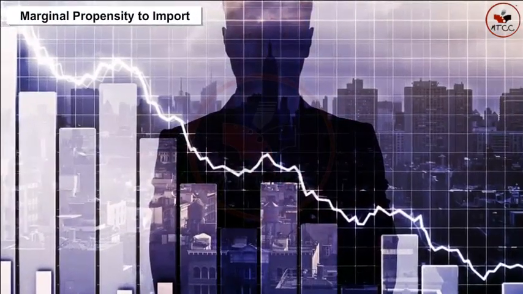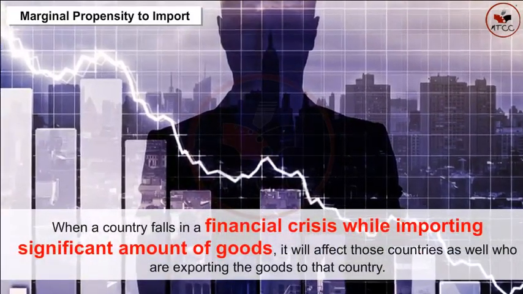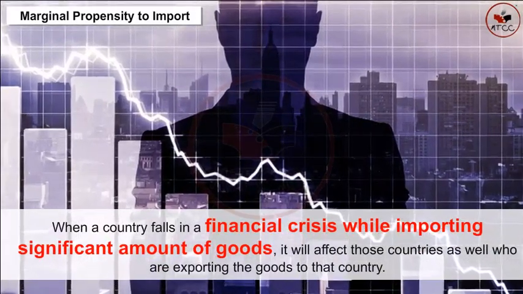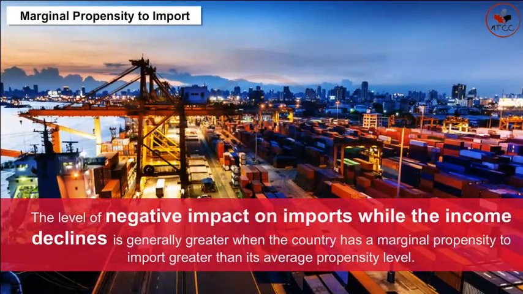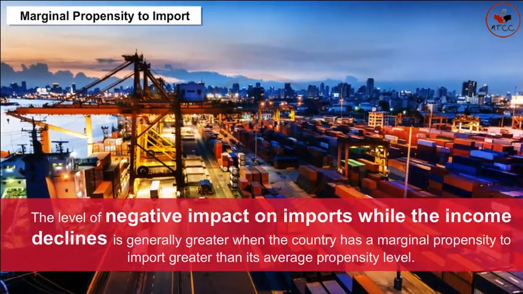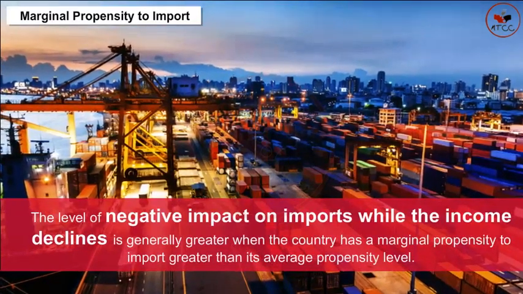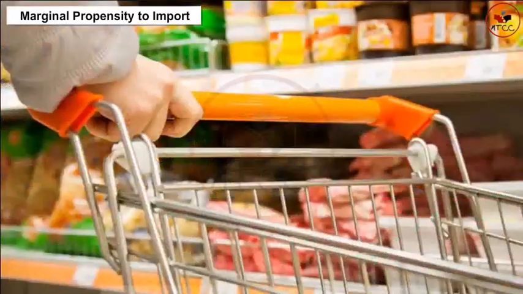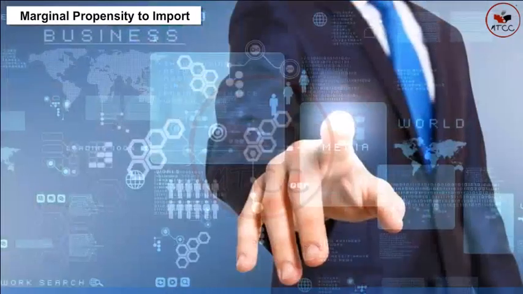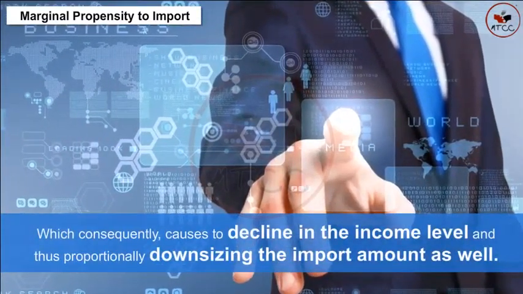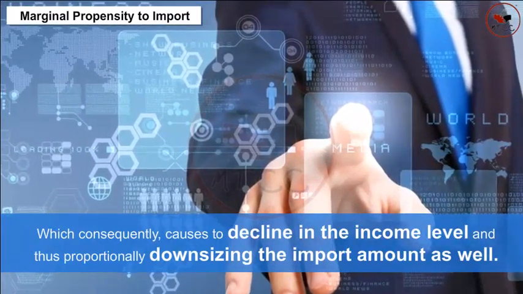Marginal propensity to import. When a country falls into a financial crisis while importing a significant amount of goods, it will affect those countries as well that are exporting goods to that country. The level of negative impact on imports, while income declines, is generally greater when the country has a marginal propensity to import greater than its average propensity level. It depicts the higher income elasticity of demand for the imported goods, which consequently causes a decline in the income level and thus proportionally downsizes the import amount as well.